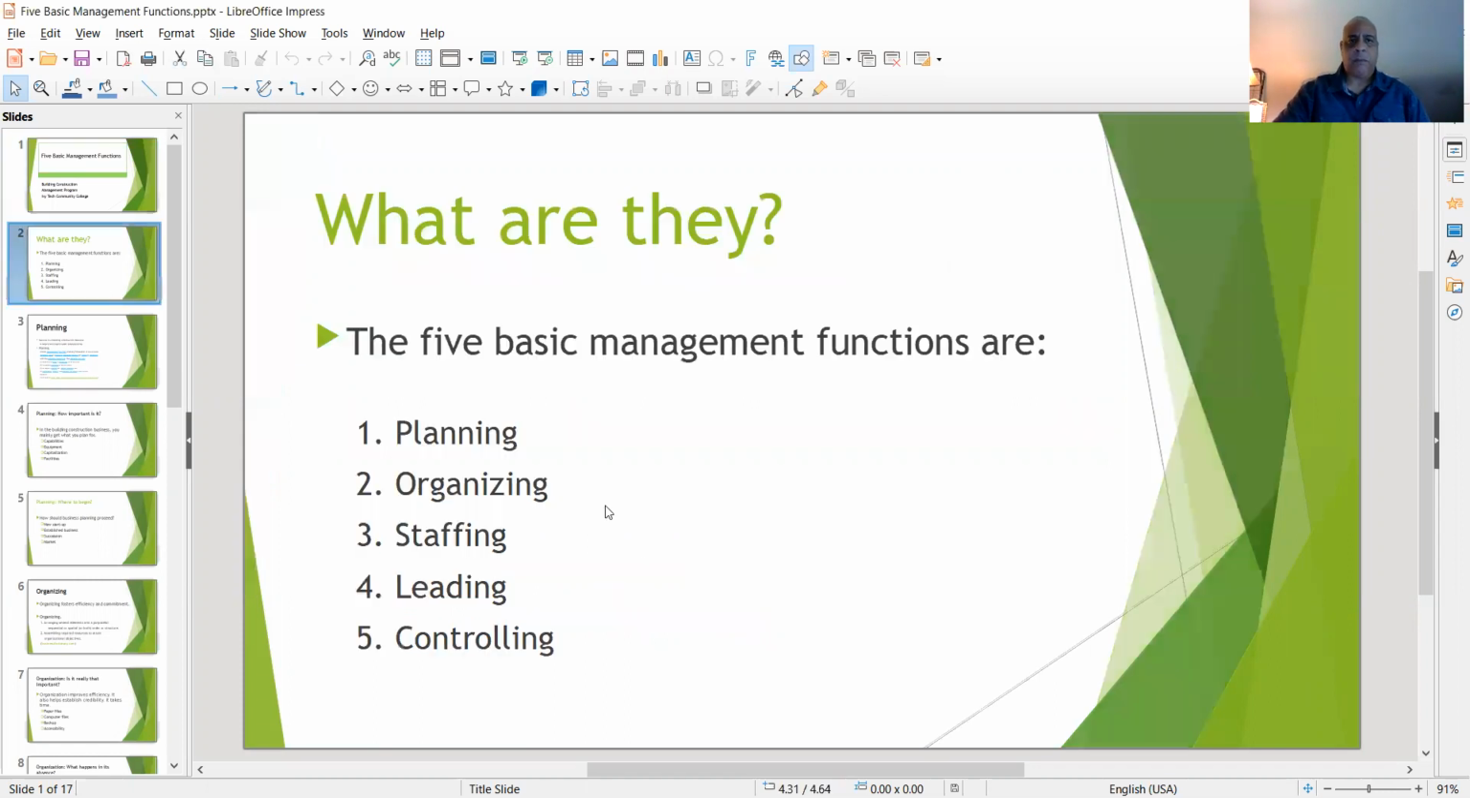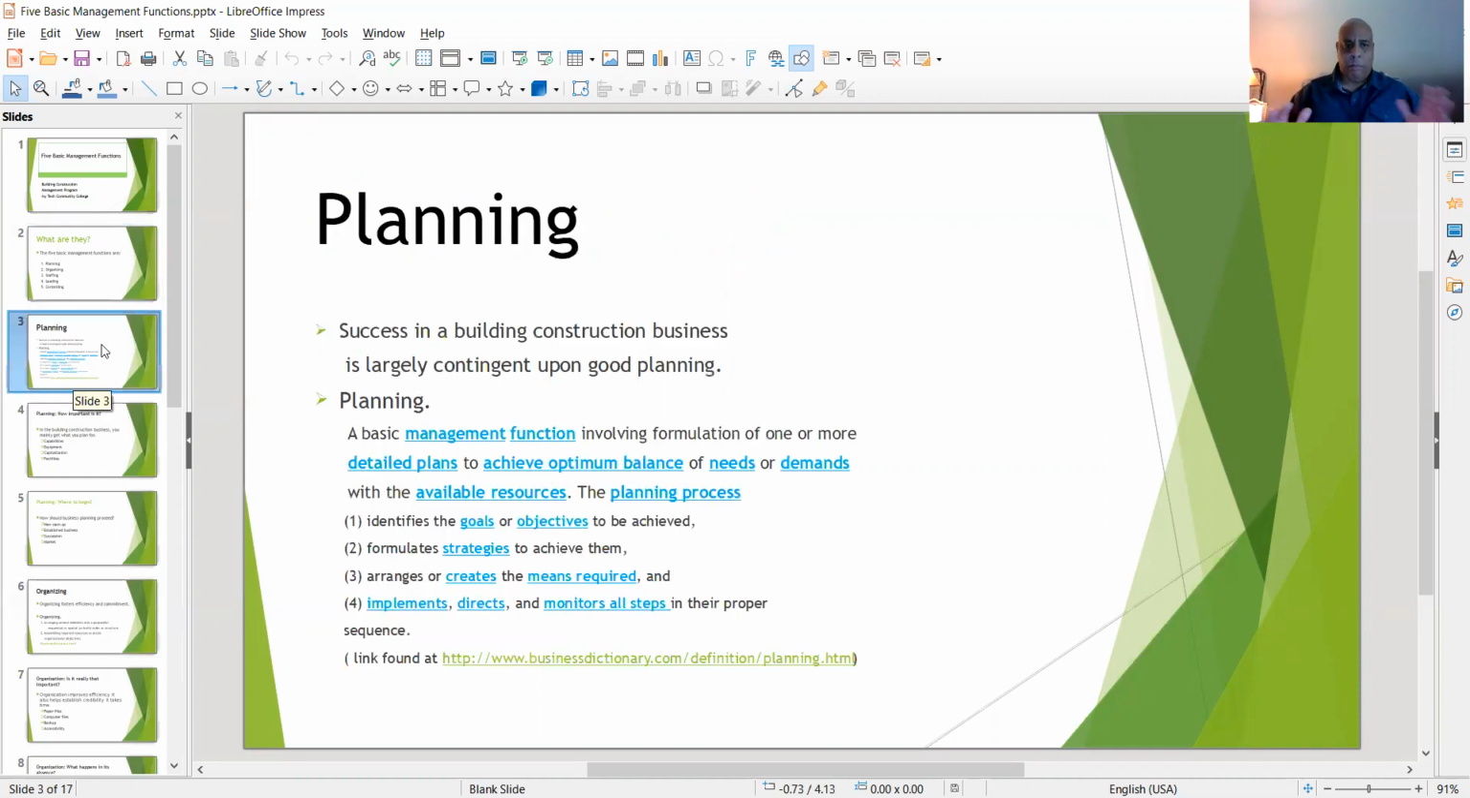Now, when we talk about the functions, you must understand, what are they? Because when it comes to management, management is management no matter what you're doing. And every branch of management has the same thing. So when we deal with the basic functions, we talk about planning, organizing, staffing, leading, and controlling. So let's talk about planning, first of all.